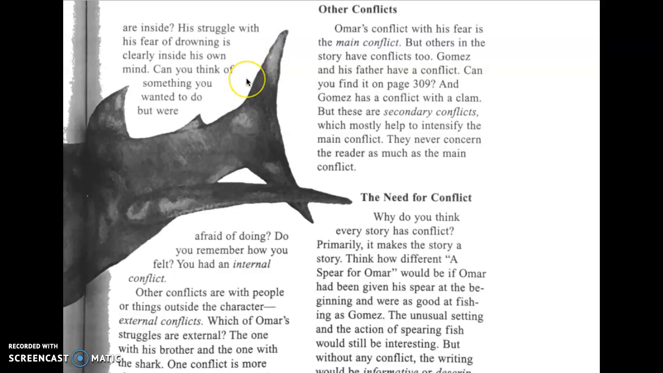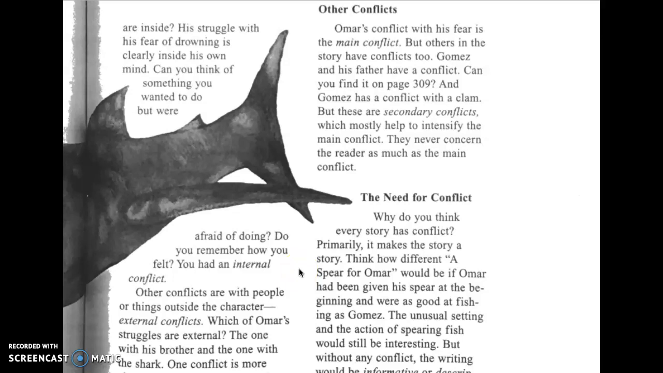Can you think of something that you wanted to do, but were afraid of doing? So again, pause here. Tell me some things that you were scared to do. Like the first time I had to ride a roller coaster, I was really scared of that. I used to be scared of swimming, things like that. Do you remember how you felt? You had an internal conflict. So your fears are an example of internal conflict.